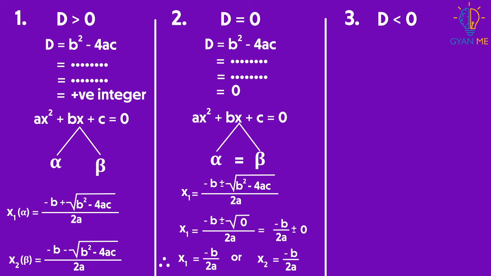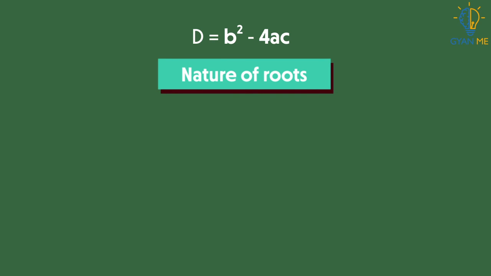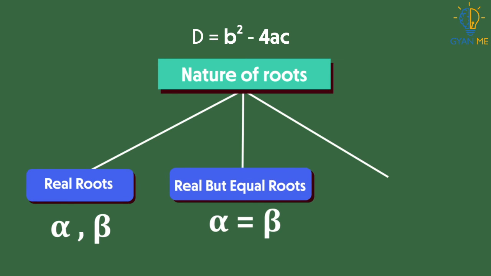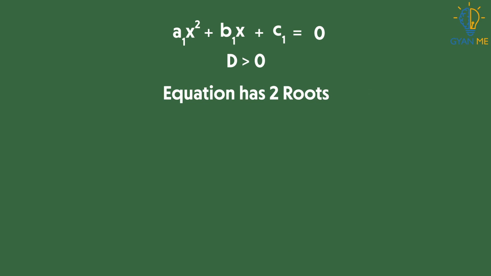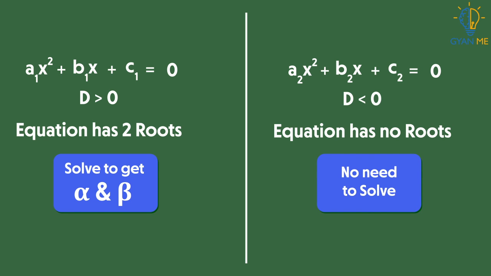In the third case, if D is less than 0, that is, if b square minus 4ac solves to be a negative number, then the equation will have no real roots. Thus, we don't have to solve that equation any further. So we can say that the value of the discriminant D equal to b square minus 4ac can determine the nature of roots without even actually finding them. This makes our task a little easy, students. Since we come to know whether an equation will have roots or not, we can decide whether we want to solve it any further or not.